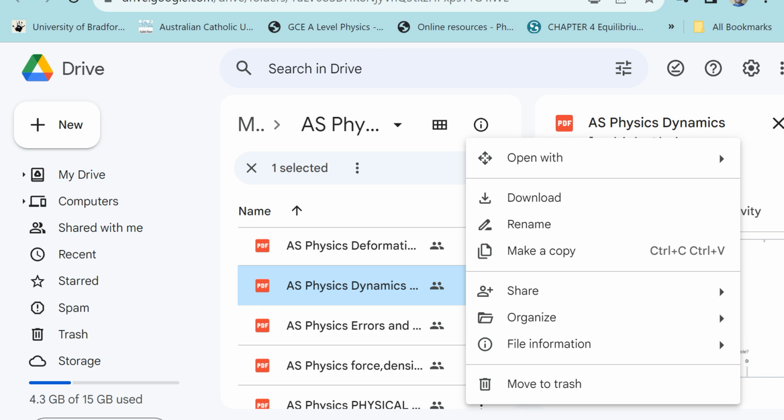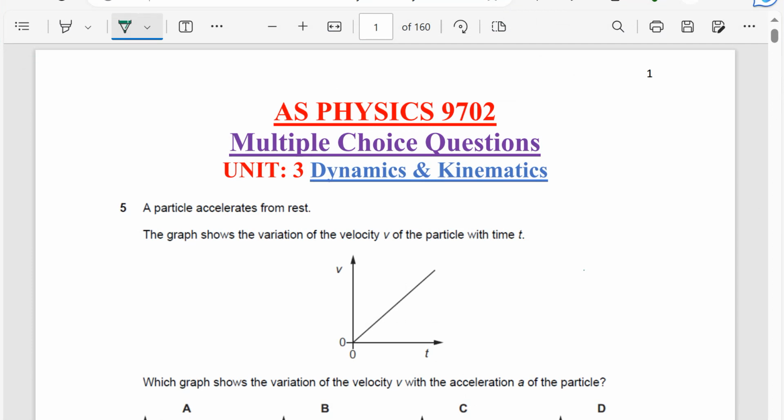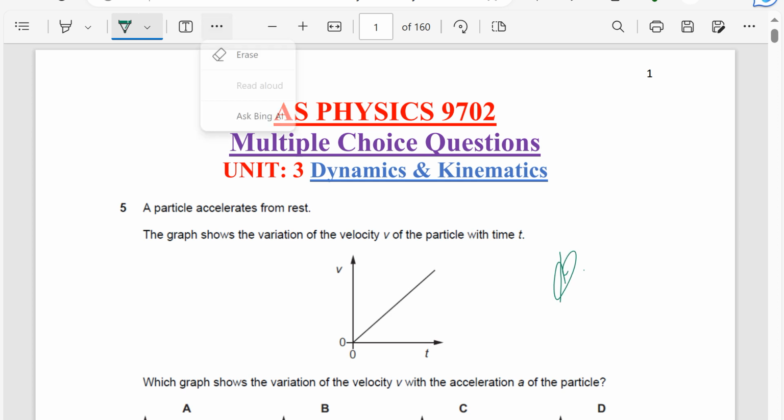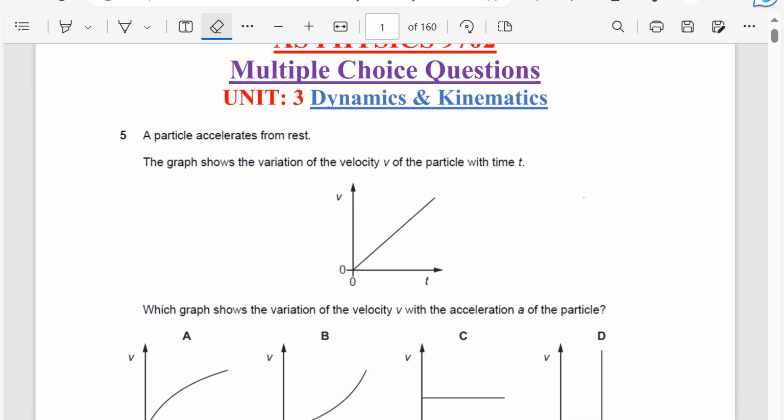Okay, so I think that is fine. Without wasting time, I would like to take you to the document. I already downloaded it, so I will just take you to the document so that we solve the questions. Okay, so here we are. This is going to be part one of solved past paper questions, dynamics and kinematics, or kinematics and dynamics. And if you have downloaded this document, this is how it should look. So let's get started.